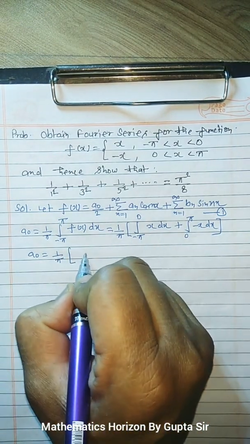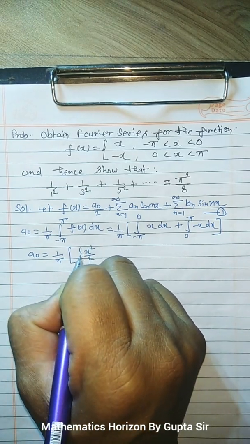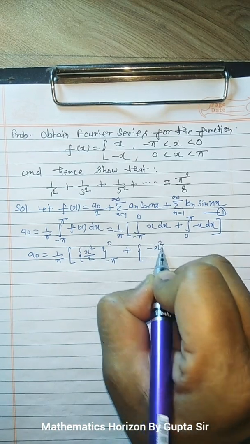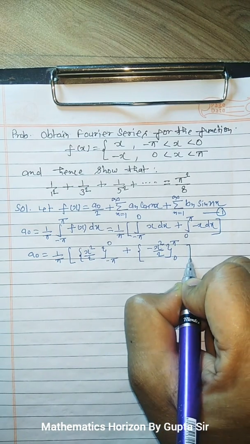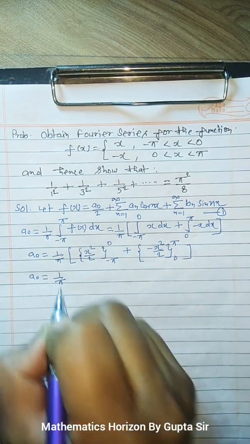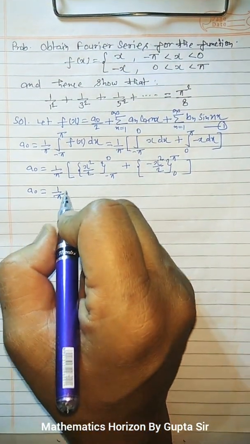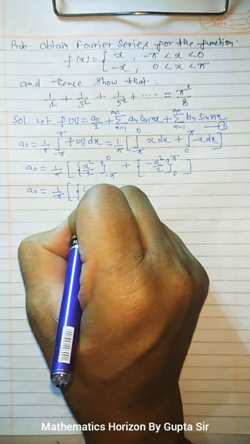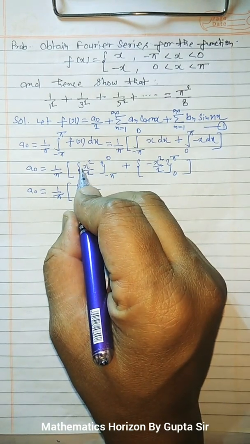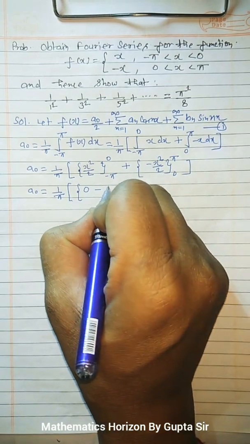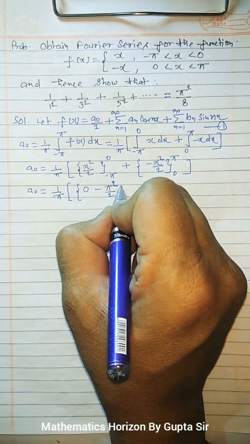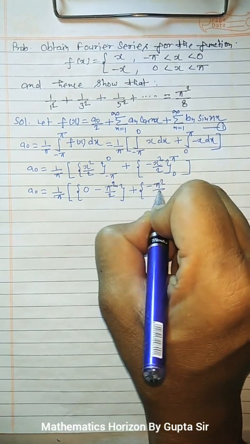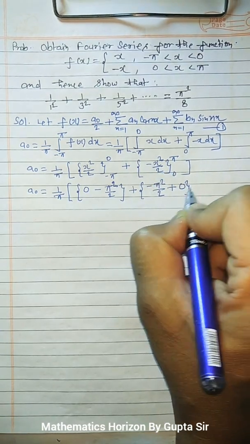Now we integrate this. Integration of x is x square upon 2, and the limit is minus pi to 0, plus integration of minus x, which is minus x square upon 2, limit is 0 to pi. That is a0 equal to 1 upon pi. Now first we apply the upper limit. Upper limit is x equal to 0, this term will be 0. Next we apply the lower limit, x equal to minus pi, that is minus pi square upon 2. Plus, when we put x equal to pi, here we have minus pi square upon 2, minus, and when x equal to 0 it is 0.